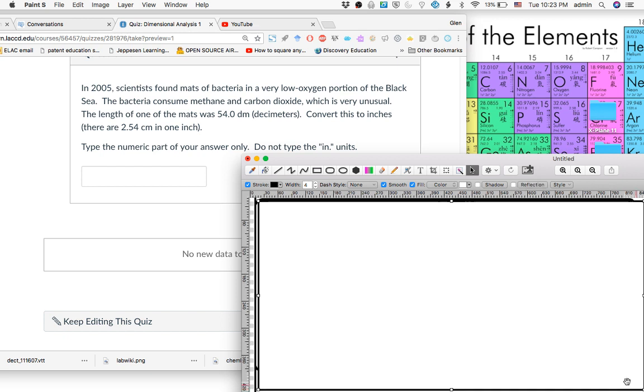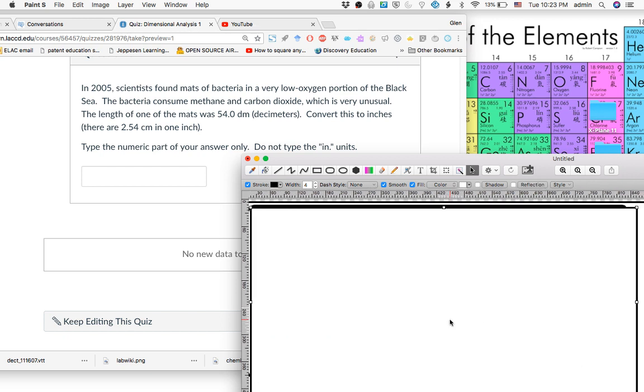Let's do number 3 here, using my technique. You can use whatever technique you like. I'm going to keep on saying that. All right, so I want inches. Convert this to inches. So I'm going to start with inches. Now, what are inches related to in this problem? Let's see. The length is 54 decimeters. Now, inches is a length. And, oh, look, 2.54 centimeters in 1 inch. All right, so obviously I can use centimeters. So in 1 inch, there are 2.54 centimeters.